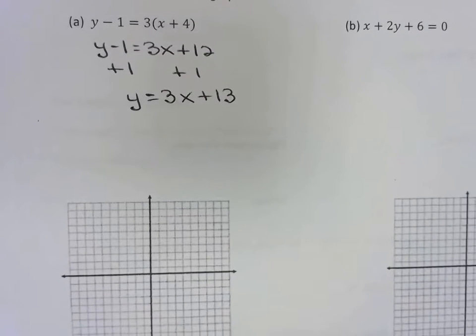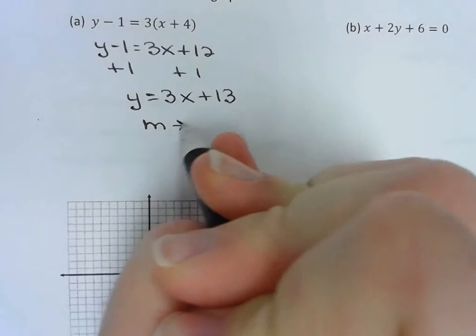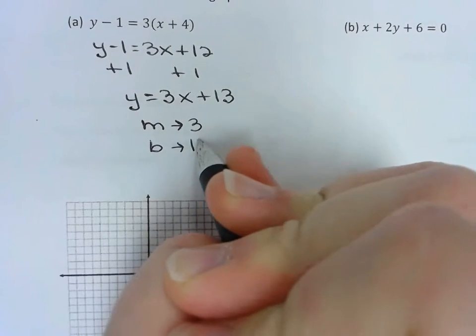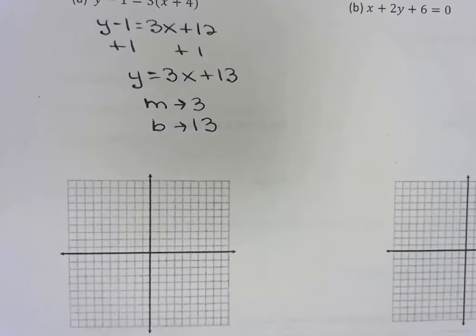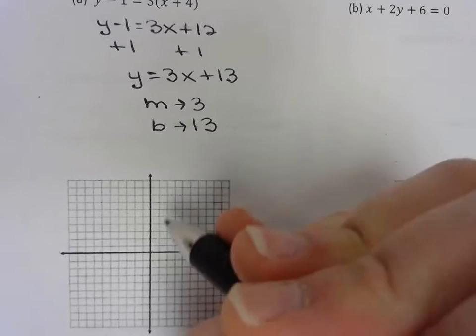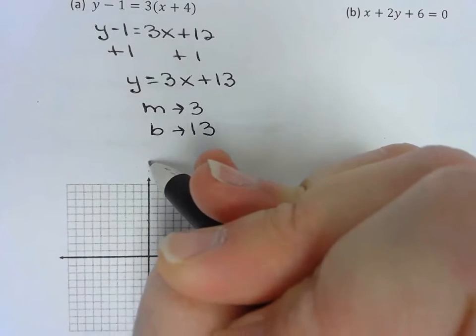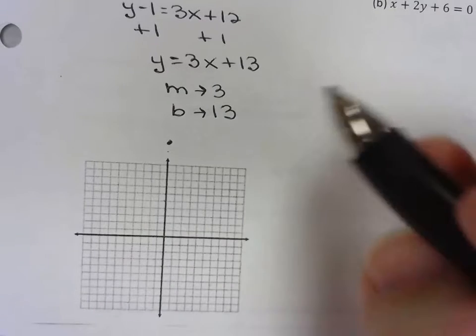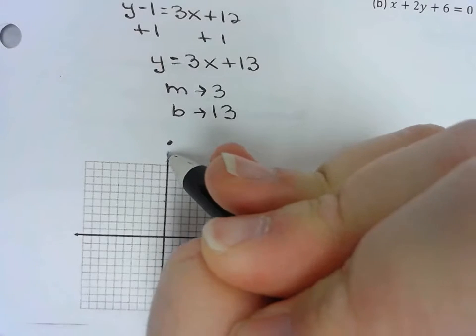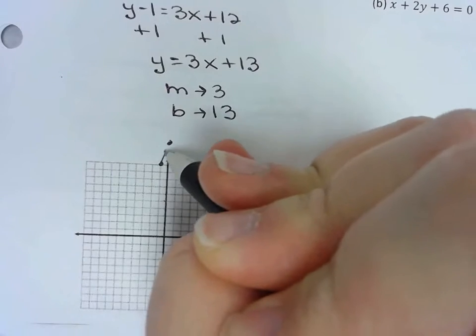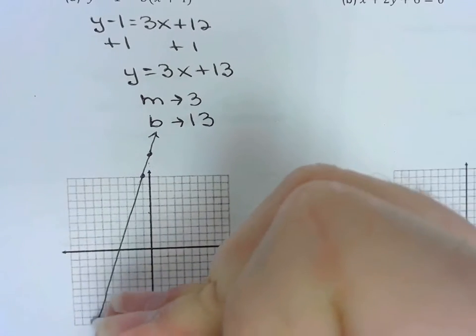Okay, my slope is 3. My y-intercept is 13. It's a positive slope, so I'm thinking to myself my line should be going uphill. So if I graph this, graph a y-intercept of 13, so go up 13. 1, 2, 3, 4, 5, 6, 7, 8, 9, 10, 11, 12, 13. Just kind of guess where it's at. That's fine. And then my slope is 3, so 1, 2, 3, left 1. You can graph it like that. Something like that.